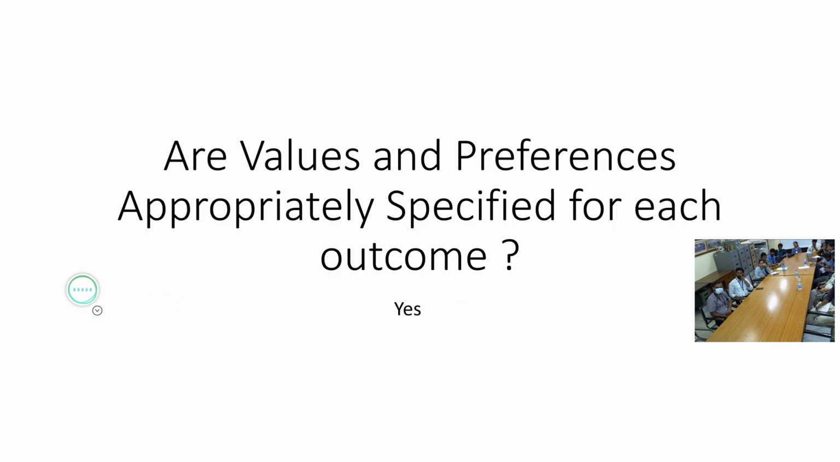So coming to the next question, are our values and preferences appropriately specified for each outcome? So like I said, at the end of the day, the guideline is an opinion of a panel of people. So if the perspective of the panel of people is in a certain way, they may come to a different conclusion from the said evidence as opposed to something else. For instance, monitoring glucose continuously in the ward may provide better outcomes in a patient who is admitted with sepsis. But that might not be very practical for a nurse to do.